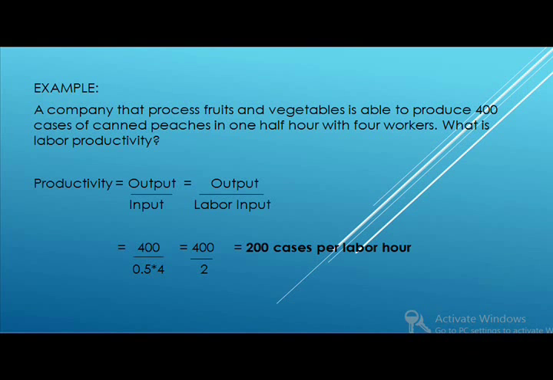Example of productivity. A company that processes fruits and vegetables is able to produce 400 cases of canned peaches in 1/2 hour with 4 workers. What is the labor productivity? Labor productivity is what we need to calculate. So this is the partial productivity.